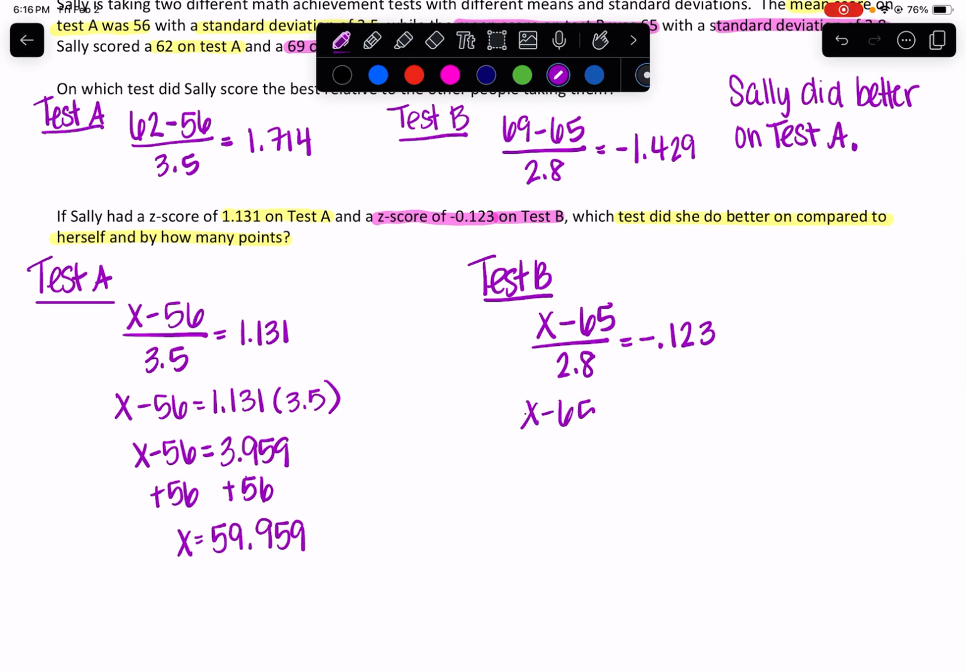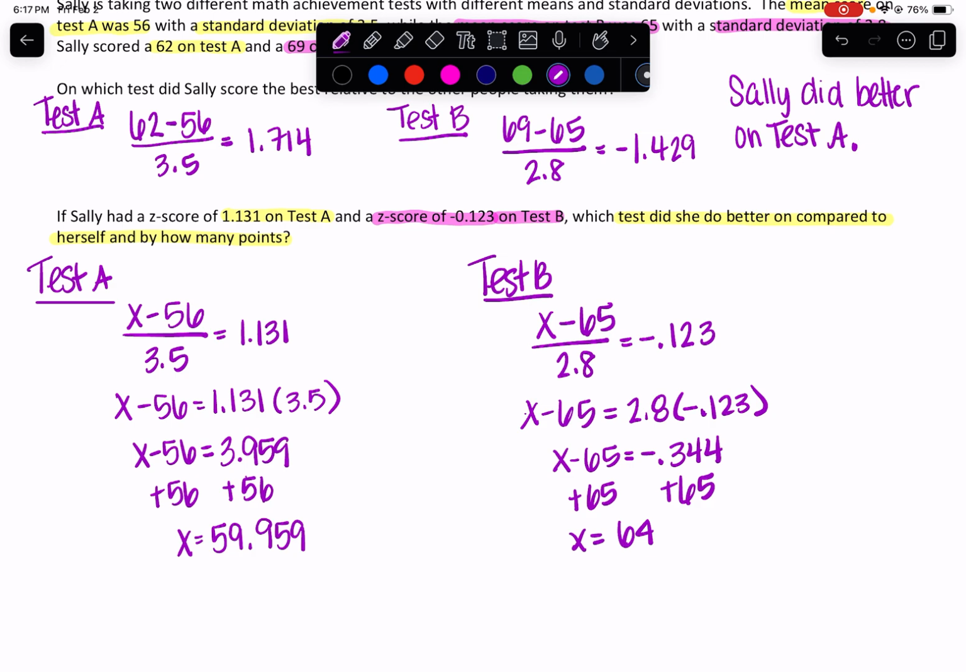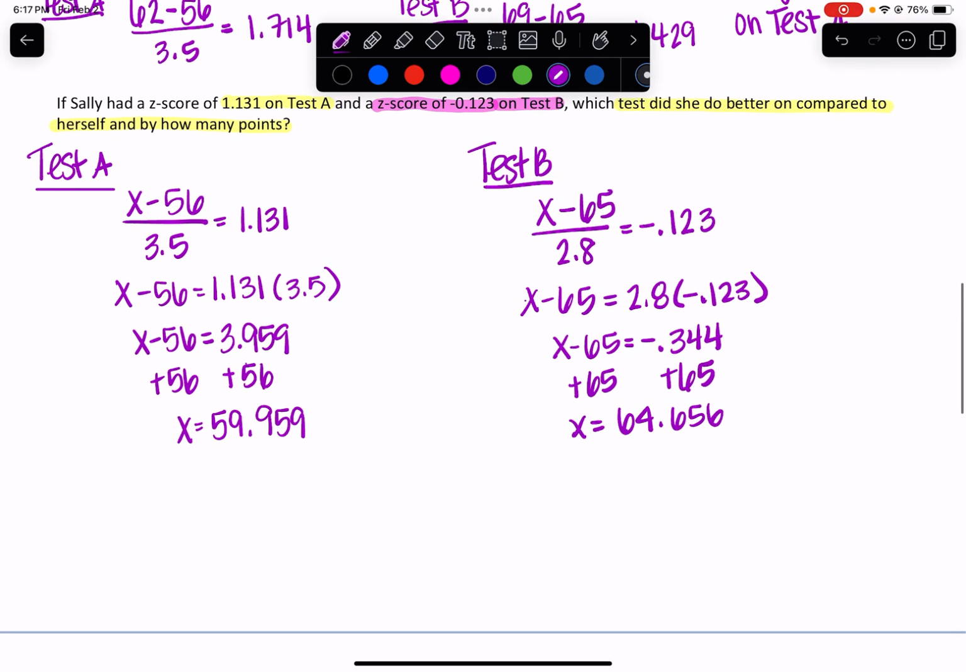X minus 65 is equal to 2.8, not 5. Let's do 2.8 times negative 0.123. We do that calculation, and we get that that is negative 0.344. We're going to add 65 to that, and we get that x is 64.656.